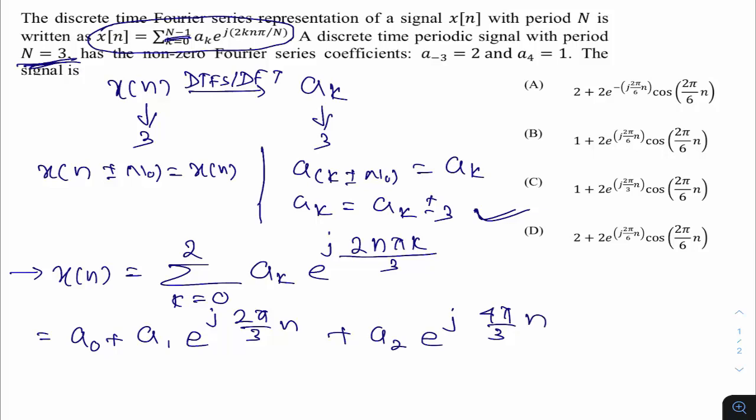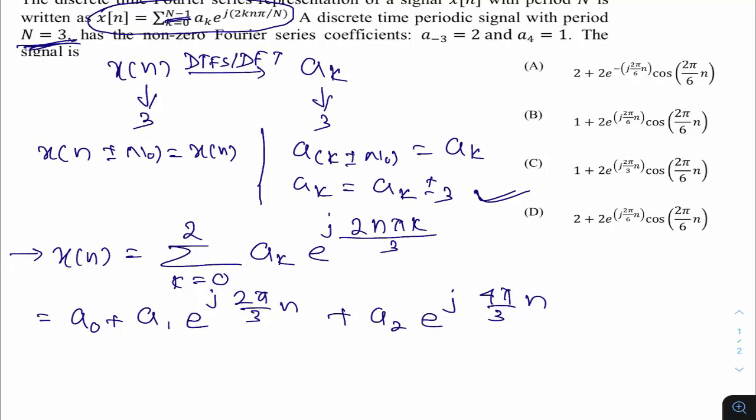So now the point is, to get this x of n, I need this a0 value, I need a1 value, I need a2 value. But these values are not given in the question. Rather, a of minus 3 value and a of 4 value is given. So does it mean that everything will be 0 and 0 will be the answer? Of course, it's not that way. And 0 is in fact not in the options also. So that's why you need this property here.